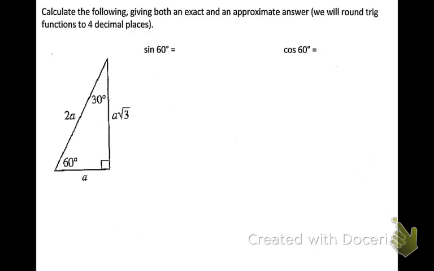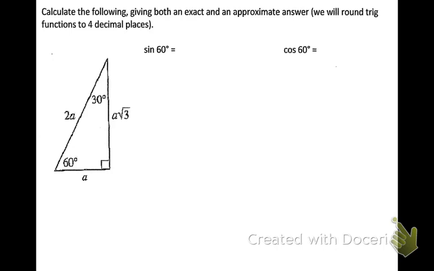Some more practice with trig functions. We're going to calculate the following, giving both the exact and approximate answer. If it's exact, we leave it with the radical. The approximate is going to be the decimal.